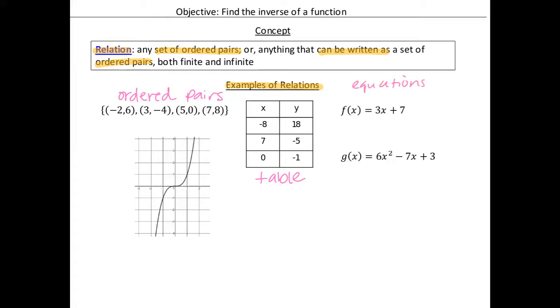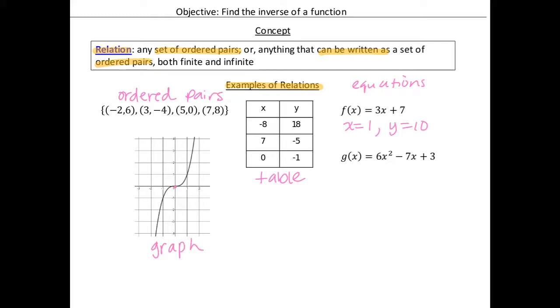I can see them as equations. So as equations, I can write them as ordered pairs. For example, if I plug in x is 1, what do I get for y? That's 3 times 1 is 3. 3 plus 7 is 10. So my y value is 10. So equations, I can write them as ordered pairs by whatever I plug in and whatever I get for an answer. That's my pair.